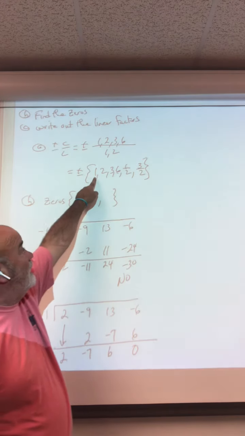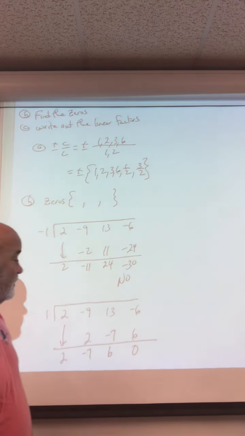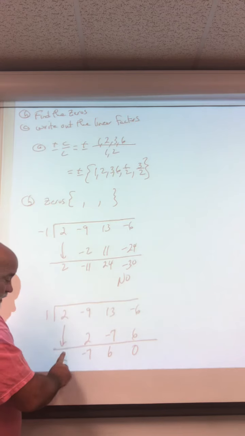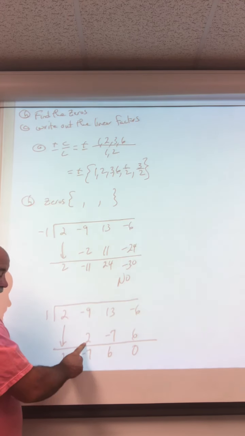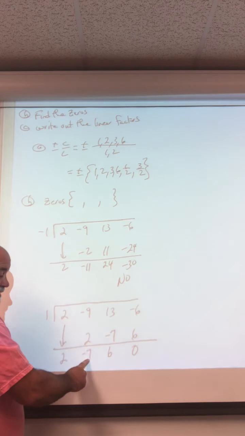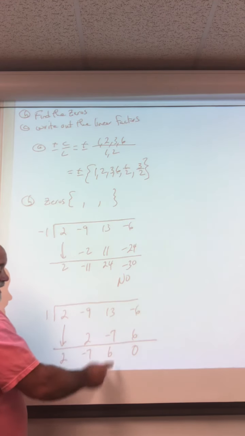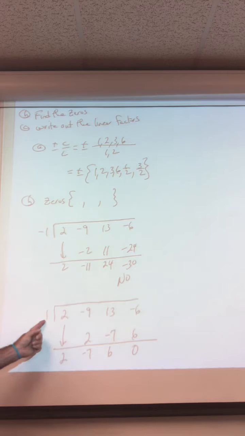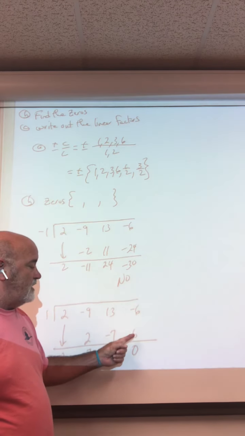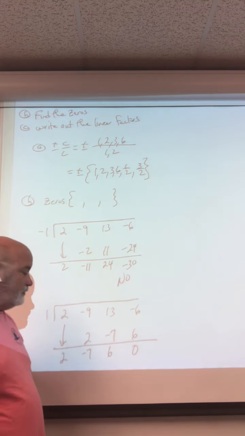All right, so I tried negative 1. Now I'm going to try positive 1. All right, bring the 2 down. 1 times 2 is 2. Negative 9 plus 2 is negative 7. 1 times negative 7, negative 7. 13 minus 7 is 6. 1 times 6 is 6. Negative 6 plus 6 is 0.